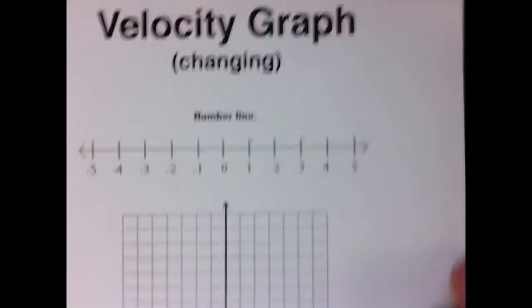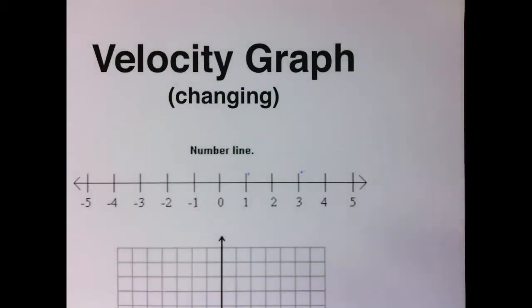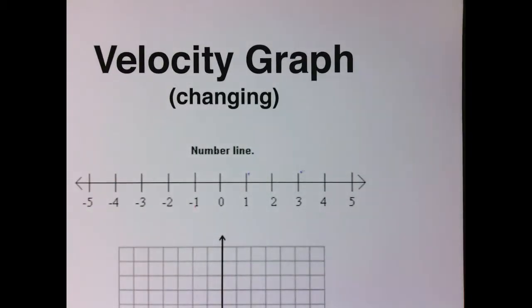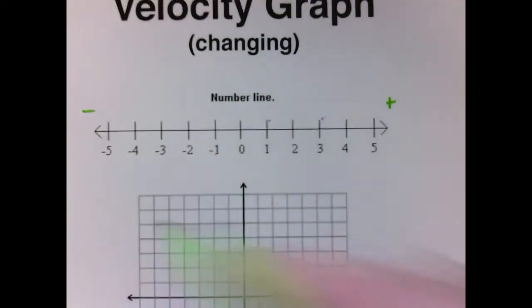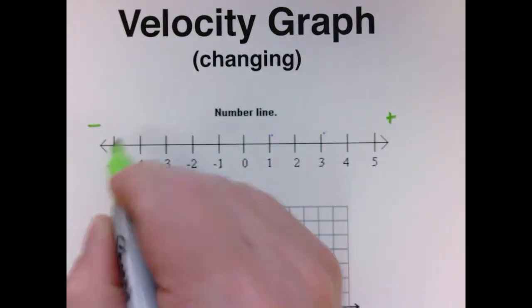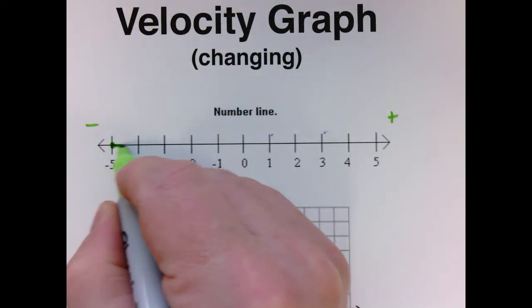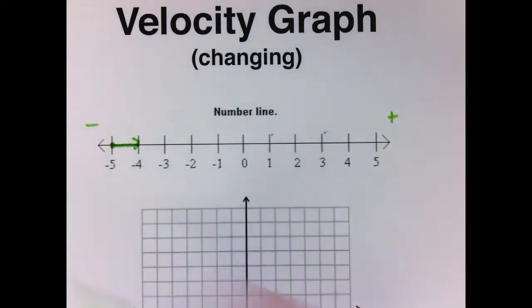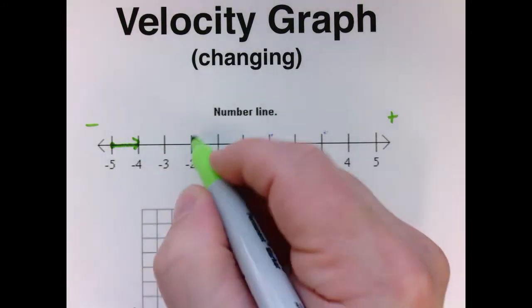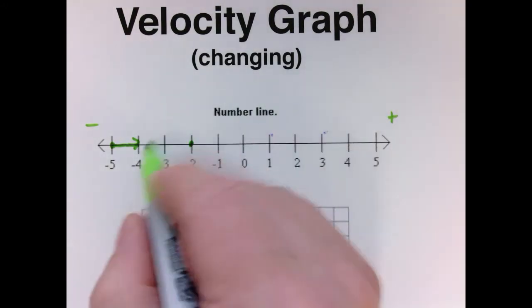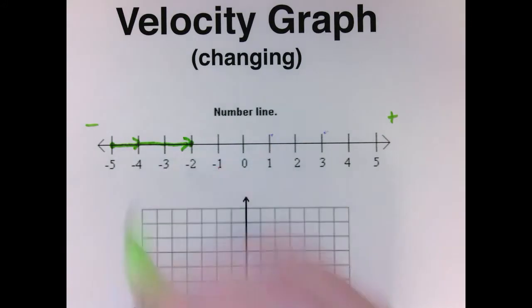So now let us consider the case of a changing velocity. Let us suppose that we have a person starting here, and in the first second, they travel to this location. And then in the next second, they travel to this location.